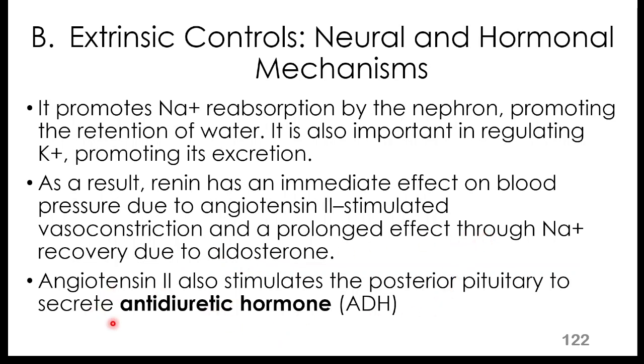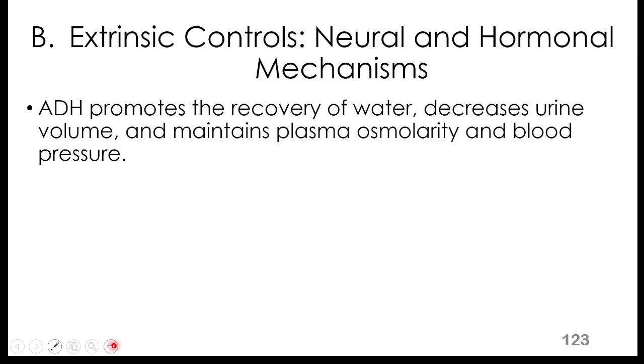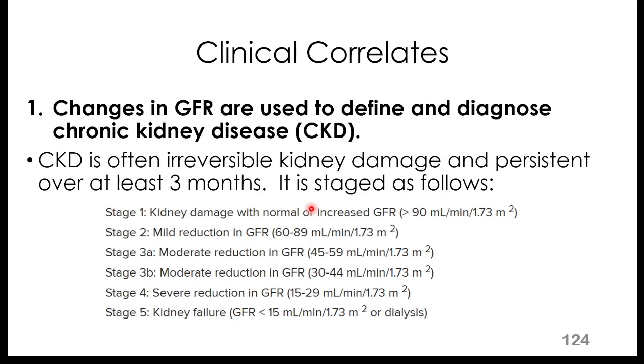And finally, as I said, angiotensin 2 also stimulates the posterior pituitary to secrete antidiuretic hormone, and we know antidiuretic hormone will promote the recovery of water and will decrease urine volume, and thus help to maintain plasma osmolarity and blood pressure. Now, to end the lecture, we'll discuss some clinical correlates.